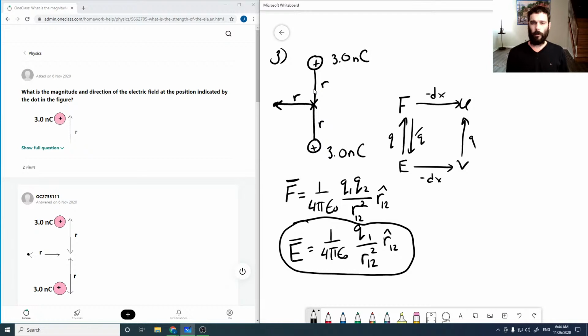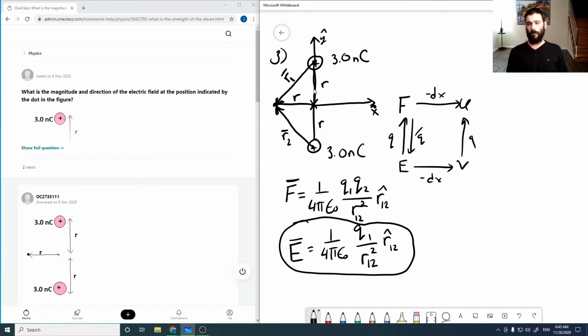So let's throw the origin right in the middle, and we're going to have X go this way, and so that'll be our x hat. And we're going to have y go up this way, y hat. And so now we need to define a couple of our R12 vectors. So going from this positive charge down to here, I'm going to call that R1. And going from here up to here, I'm going to call that R2.